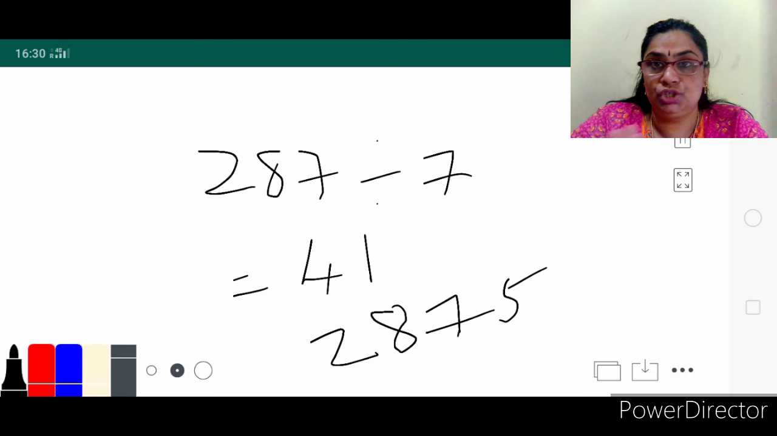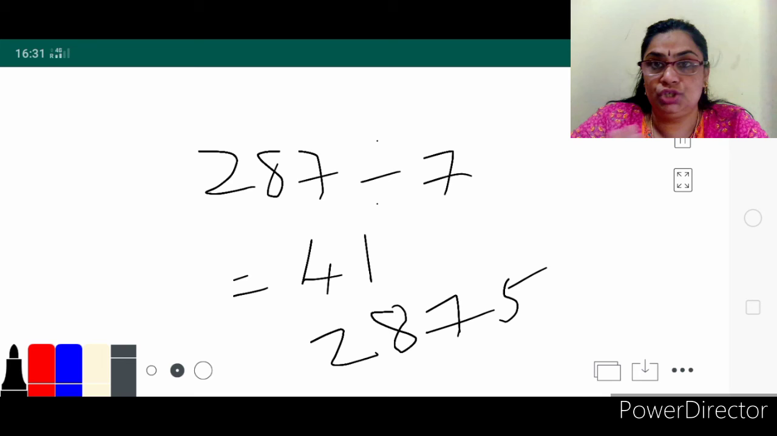Next is divisibility test of 8. Divisibility test of 8 is more or less the same as 4. A number is divisible by 8 if the number formed by its last 3 digits is a multiple of 8. In the divisibility test of 4, we had taken the last 2 digits. But in case of 8, we are taking the last 3 digits. If the last 3 digits form a multiple of 8, then the number is divisible by 8.